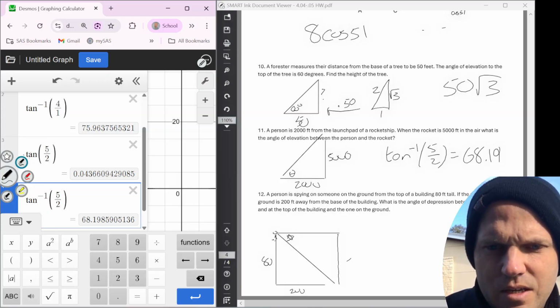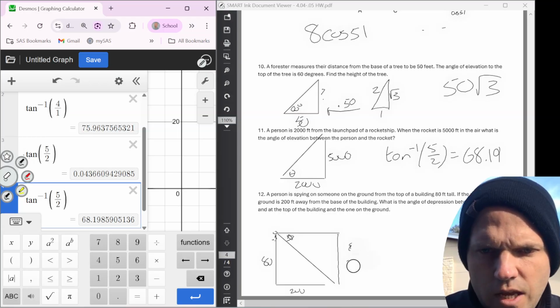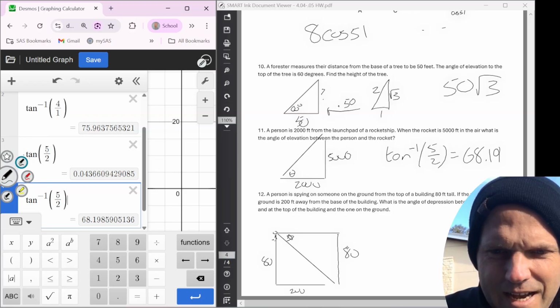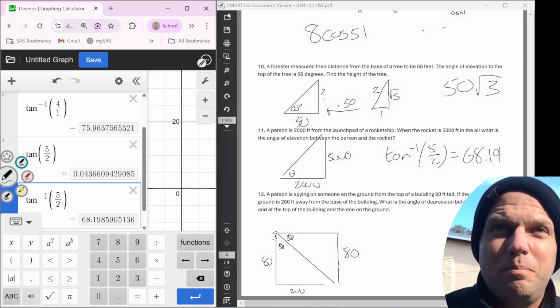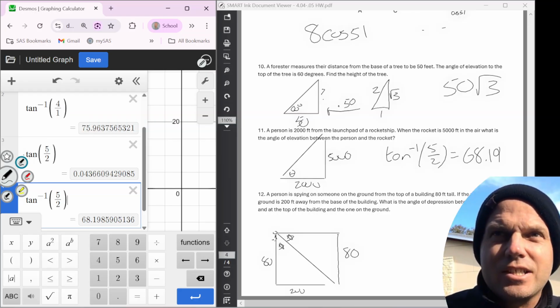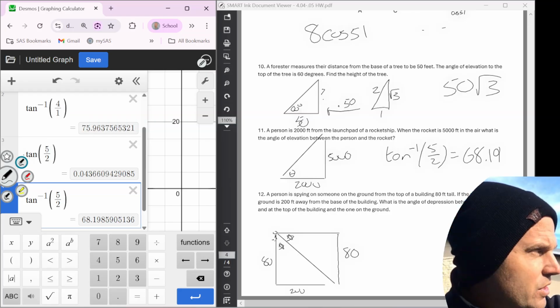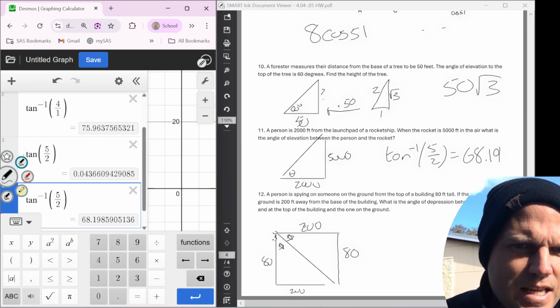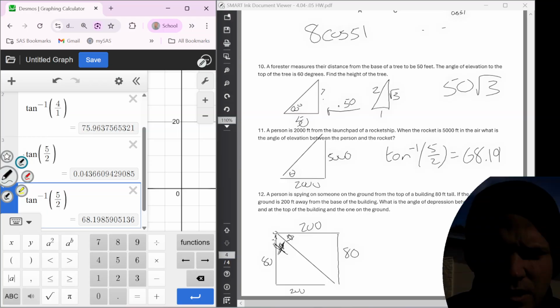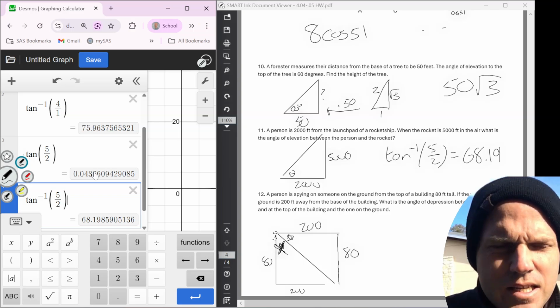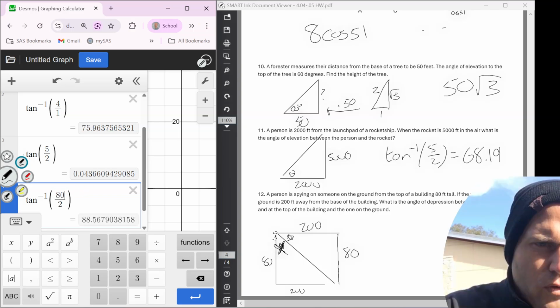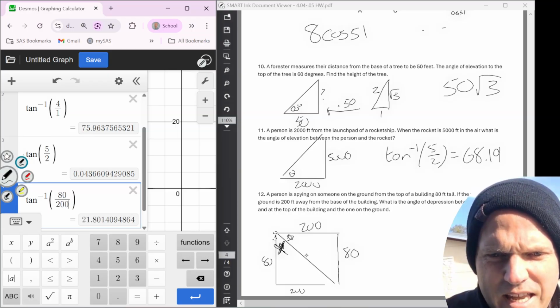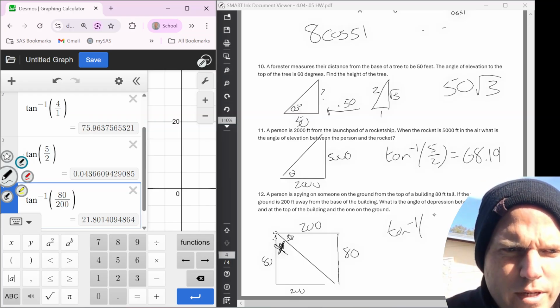Now, it's not going to be a big deal, but we realize that the angle of depression is not this angle created with the guy's sight line and the building. It's actually created with the horizon that goes down to his sight line. So from the horizon to the sight line, we could see that the opposite is 80 and the adjacent is 200. I don't want the tan inverse of 200 over 80. I actually want the tan inverse of 80 over 200. I want this angle here, which is 21.801.